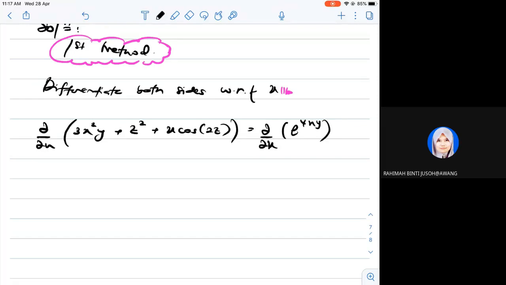Okay, differentiate the first term, 3x squared y, with respect to x. We will get 6xy. Okay, so settle. Plus, differentiate z squared with respect to x. What do you all get? 2z del z over del x.